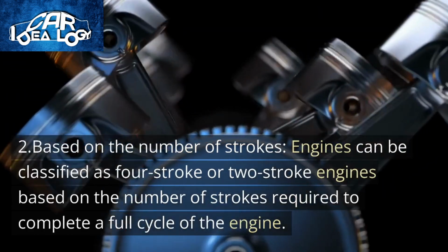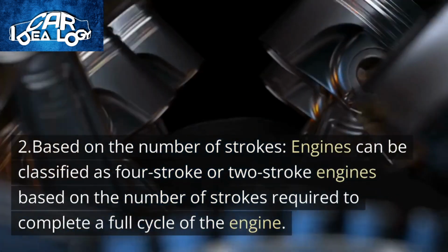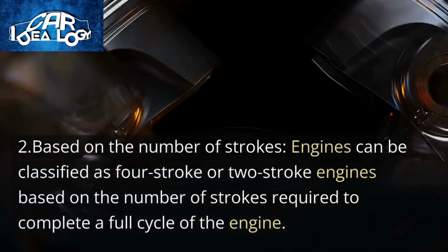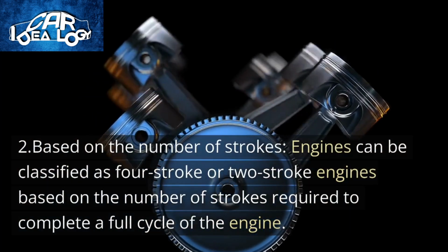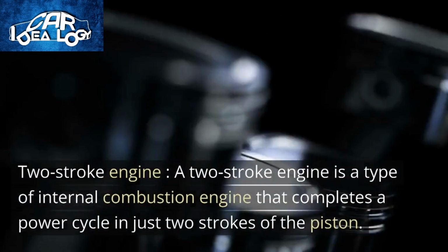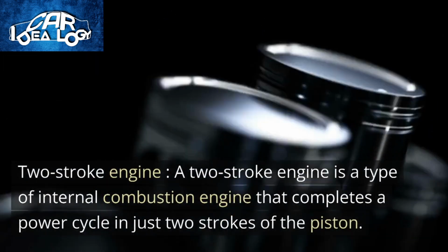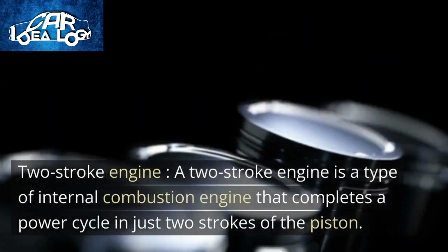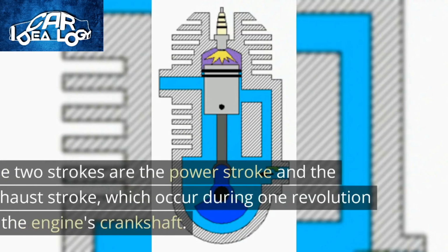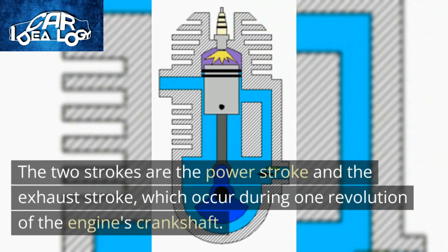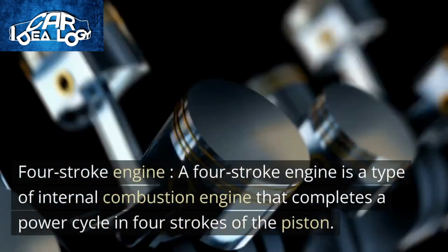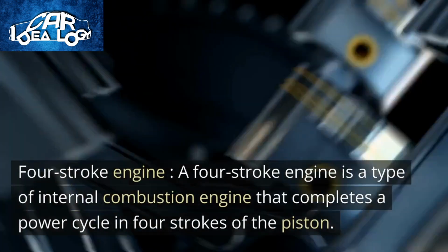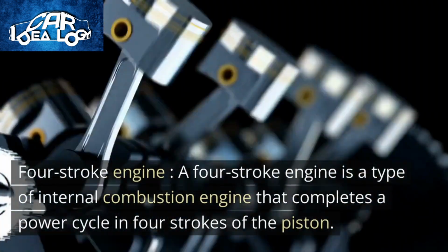Engines can be classified as 4-stroke or 2-stroke engines based on the number of strokes required to complete a full cycle of the engine. 2-stroke engine. A 2-stroke engine is a type of internal combustion engine that completes a power cycle in just 2 strokes of the piston. The 2 strokes are the power stroke and the exhaust stroke, which occur during one revolution of the engine's crankshaft. 4-stroke engine.